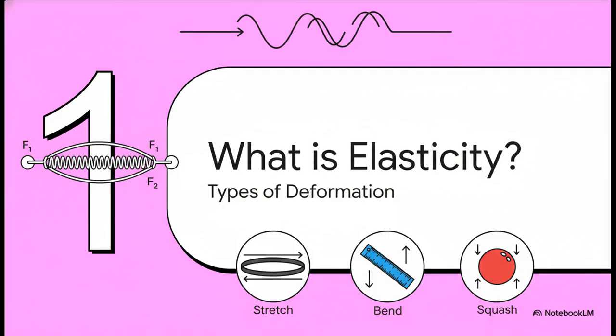The absolute foundation. If you want to change the shape of anything, I'm talking stretching, bending, squashing, you always need more than one force. Think about it. It's just common sense, right? You can't stretch a rubber band by just pulling on one end. It's impossible. Now, this whole process of changing shape has a proper physics name. We call it deformation. And it comes in two main types.